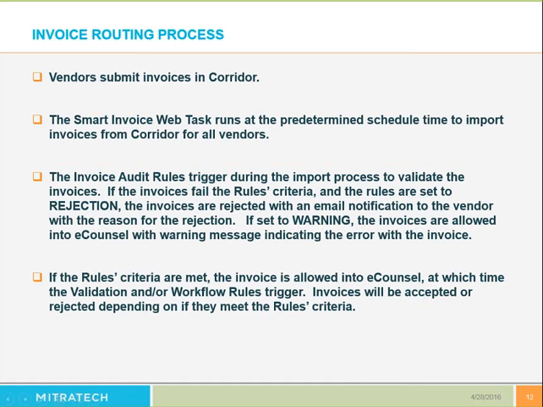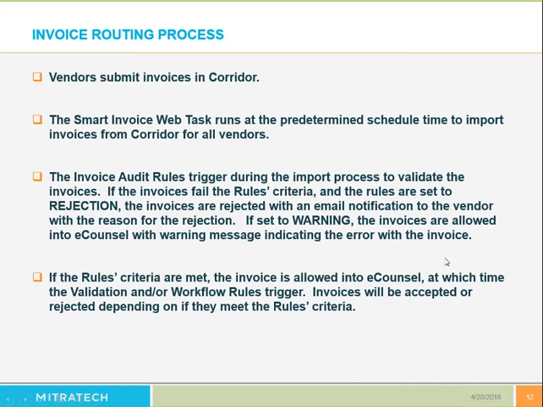Once you've set up all the configurations in Suite Manager and in your eCounsel matters, then you're ready to get the vendors to submit your invoices. The vendors would submit the invoices in Corridor. There are some validations that occur there, but they have the option to skip over those validations and allow the invoice to come in here into eCounsel. Once it hits eCounsel, the Smart Invoice web task runs at a predetermined scheduled time to go to Corridor and pull in all those invoices that have been submitted by the vendors.